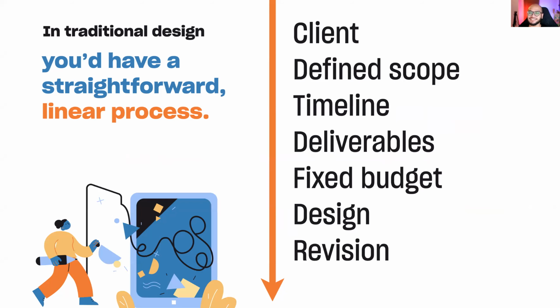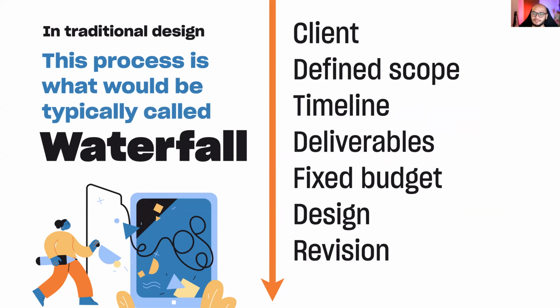We covered this a little bit earlier, but in the traditional design process or problem solving process, it's typically top to bottom, from scope to timeline, deliverables, fixed budget, design revision. This is what you would typically call waterfall, because it all falls down on you. It's one after the other. So this is the traditional process.